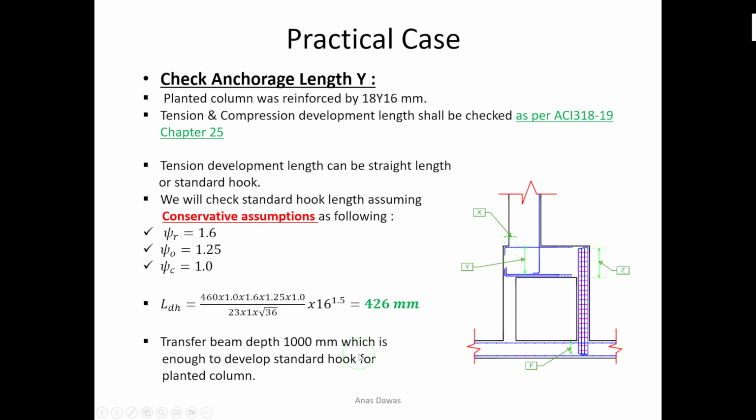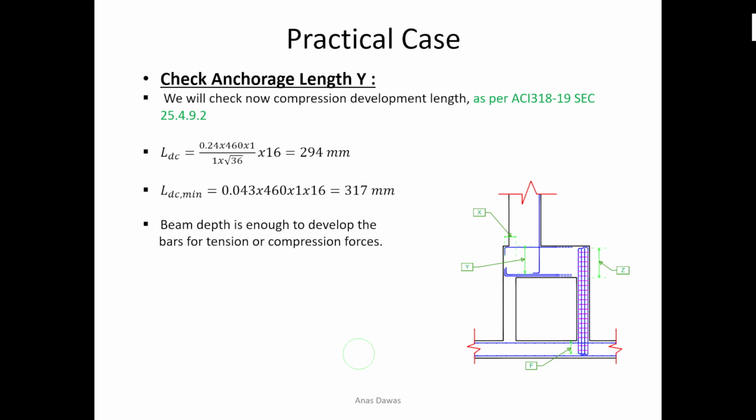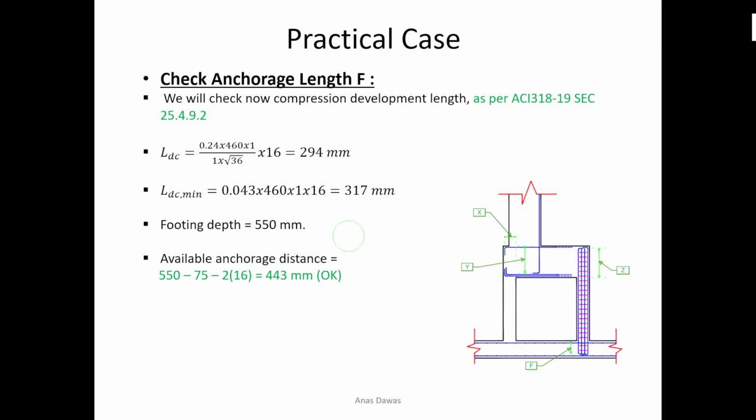And also we have to check the same bar under compression development length. Under compression development length, we can use the equation in the ACI code. So I need a minimum distance LDC equal to 294 millimeter. This is very important. So the beam depth is enough to develop the bars for tension and compression forces.